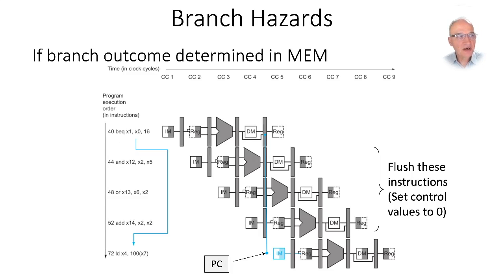So branch hazards: if the branch outcome were to be determined at the memory stage, then this picture illustrates that I would have 3 instructions that would be incorrect if the branch prediction was wrong, and they would have to be squashed, and the slide indicates that I'm going to be flushing or squashing these instructions by setting all their control lines to 0.